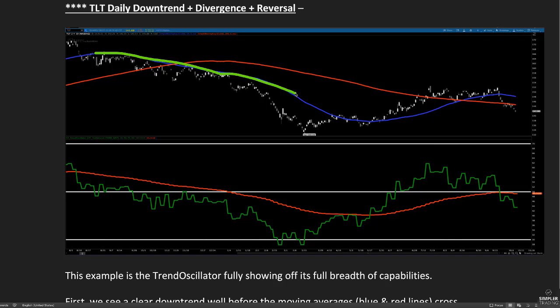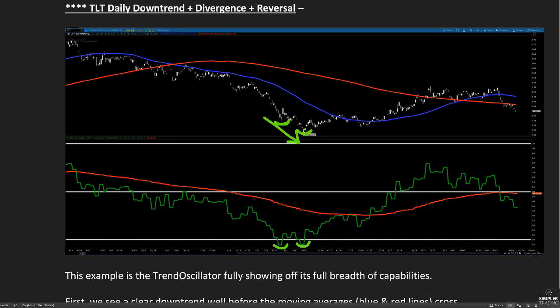Here's where it gets kind of neat. You see this low here, and then there's a lower low here, right? So price went down over the course of a few weeks on the TLT. But do you see how this indicator made a low here? And then it actually makes a higher low here, even though price went lower.